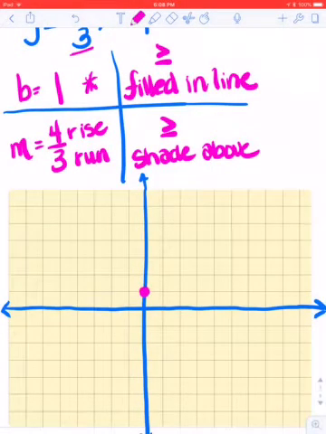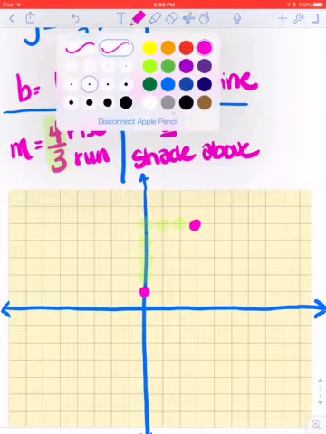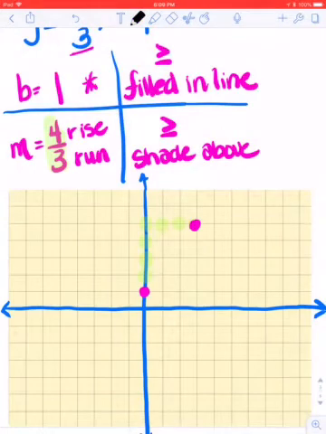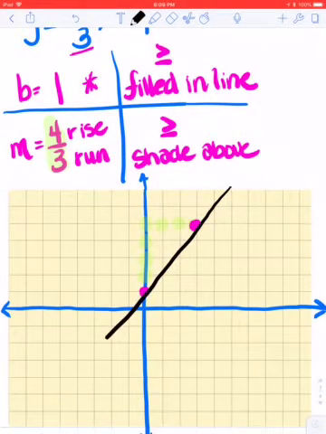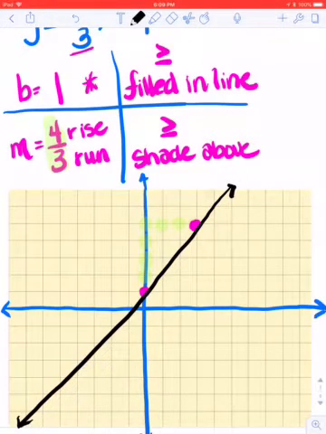So positive 1 is where that first piece goes. If my slope is 4/3, that means I'm going to go up 4. So 1, 2, 3, 4, and then over 3. 1, 2, 3. That's going to be where my next point is. Okay, now I know I'm going to have a solid line that's going to go through this. Try to do it as straight as I can on this. You would use your ID to be able to make that straight line.